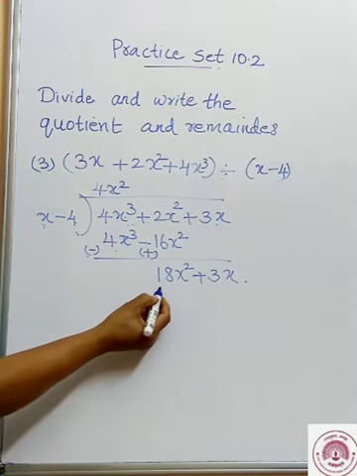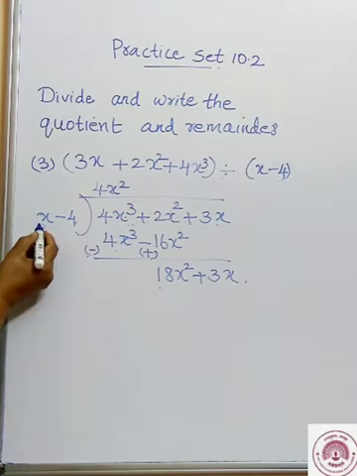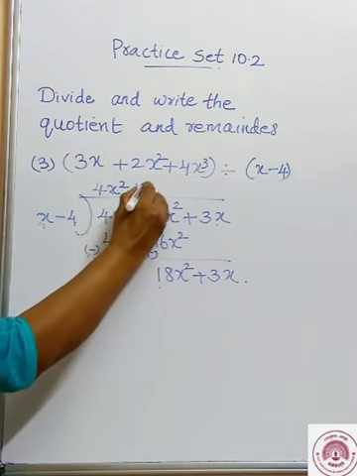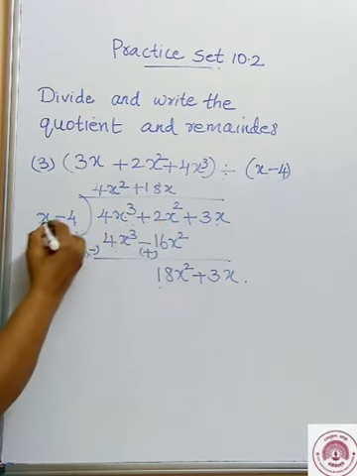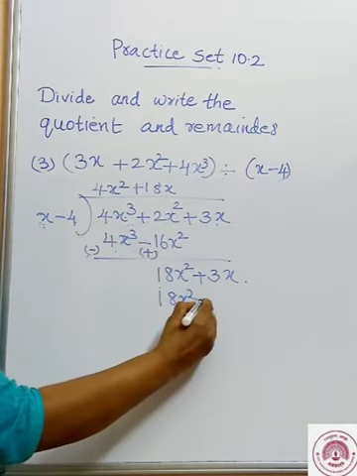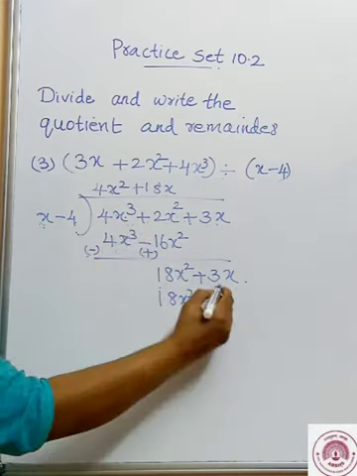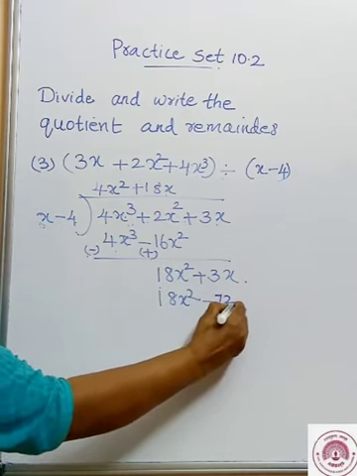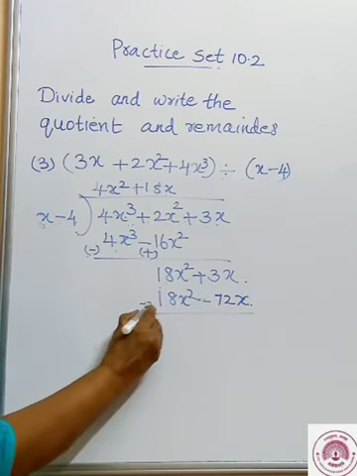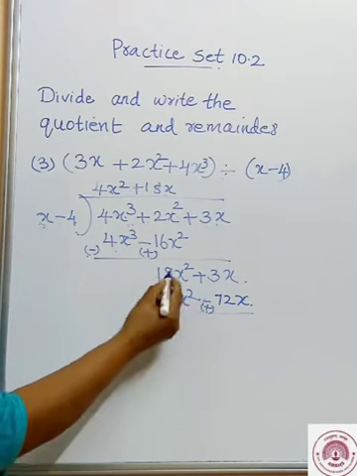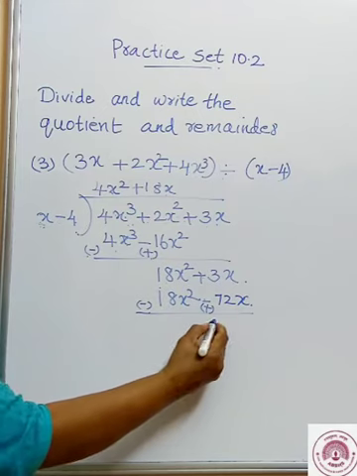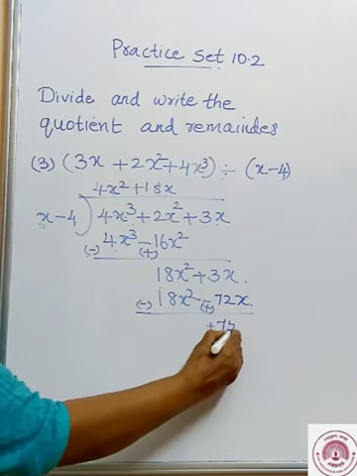Now again consider the first term 18x square and here it is x. x into what is equal to 18x square? x into 18x. 18x into x is 18x square. 18x into minus 4, minus 18 into 4 is 72, then x. Again subtracting, sign will change. Here this term will get cancelled. Then plus 3x and plus 72x is plus 75x.